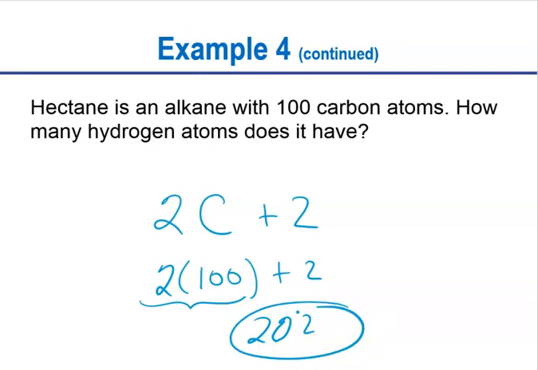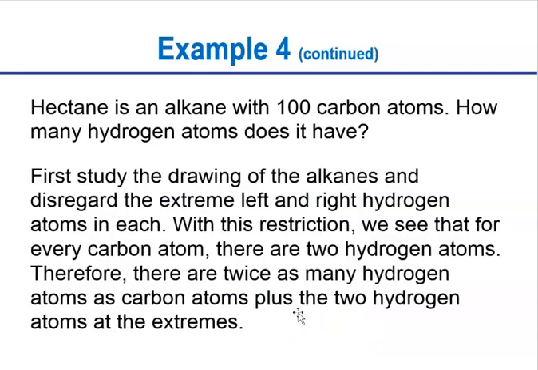Now, how does the book say to do it? Let's find out. It says, hectane is an alkane with 100 carbon atoms. First, study the drawing of the alkanes and disregard the extreme left and the right hydrogen atoms in each. Hey, we did that, right? With this restriction, we see that for every carbon atom, there are 2 hydrogen atoms. We double it. Therefore, there are twice as many hydrogen atoms as carbon atoms, plus the 2 end guys, the 2 hydrogen atoms at the extremes. Hey, we did it. We came up with our very own formula from just looking at a pattern.